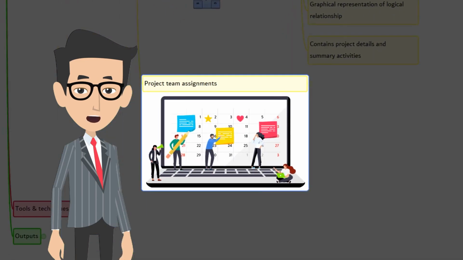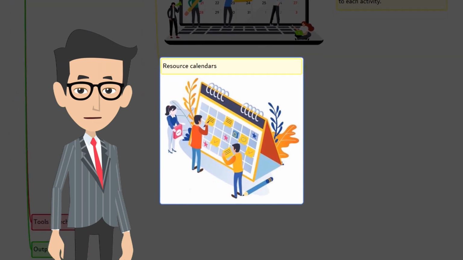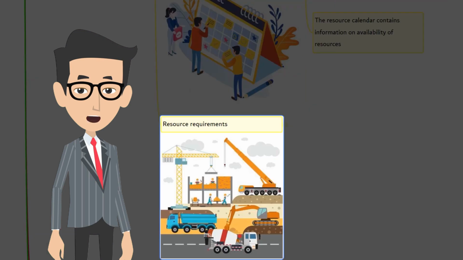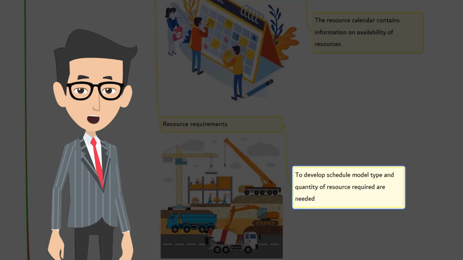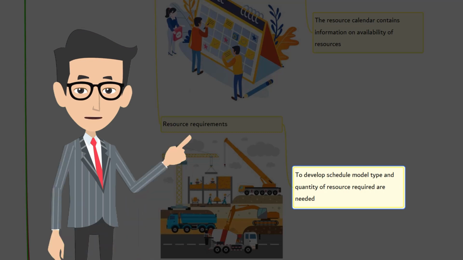Alright, the next one is the project team assignments. The project team assignments specify which resources are assigned to different project activities. Resource calendars. The resource calendar contains information on the availability of resources during the project period, of course, specific to those activities. The next one is resource requirements. To develop schedule, you need to have the type and quantities of resources required for each activity.